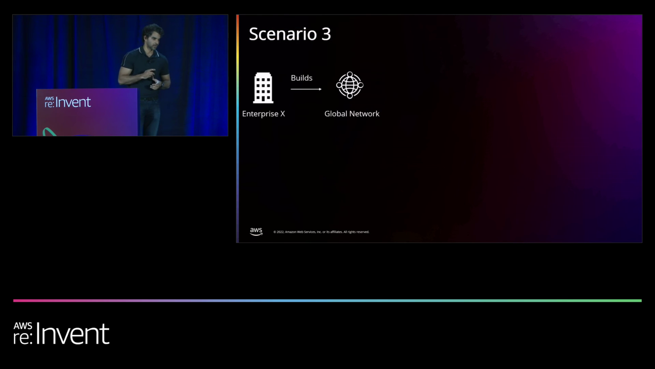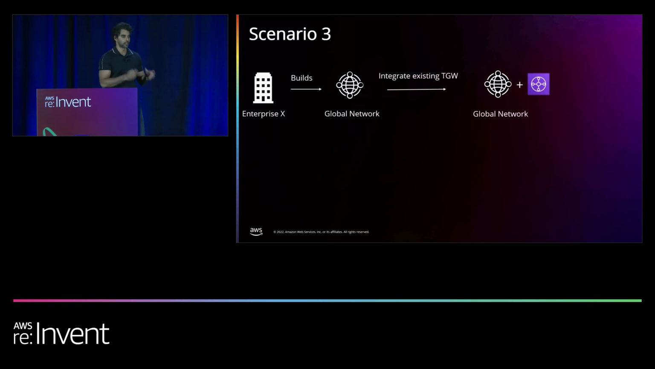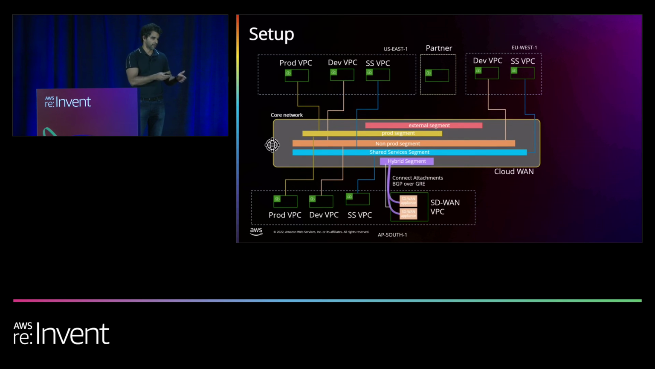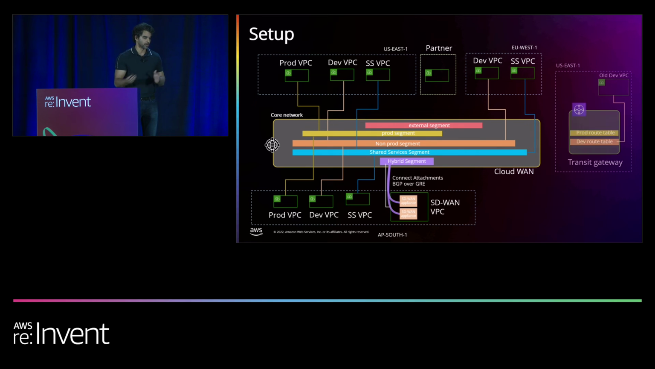Now, in scenario 3, let's look at how you can integrate Transit Gateway with the global network, and then migrate VPCs attached to Transit Gateway from Transit Gateway to the global network, right? Now, this can also be the scenario where you're acquiring a new company and you want to integrate their Transit Gateway with your existing global network, whatever the case might be. So we have our existing setup. Let's bring in a Transit Gateway.